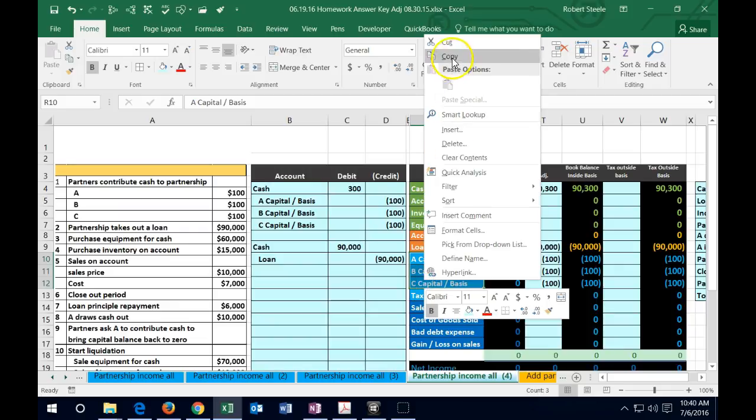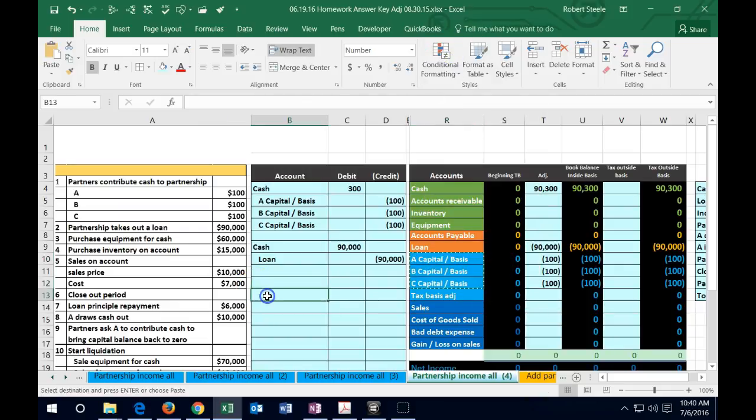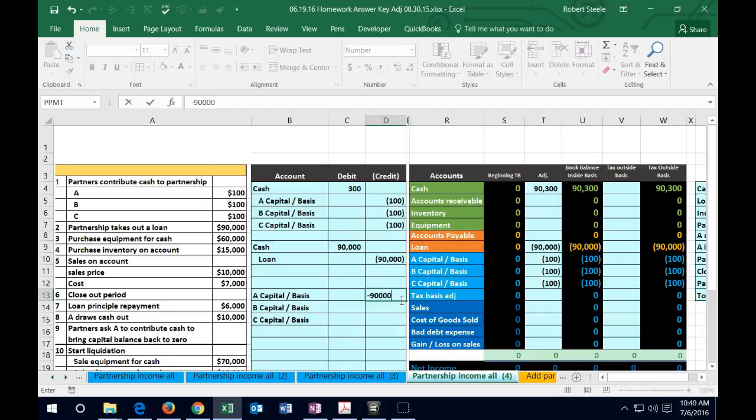So I'm going to copy those three, and I'm going to paste it down below to put the credits down below. Increasing their basis. Basis has a credit balance. We're going to increase it with a credit. And what's the credit going to be? I'm going to make it a negative number, 90,000 divided by 3. So they're all going to get a 30,000 increase in their basis over on the tax side over here.